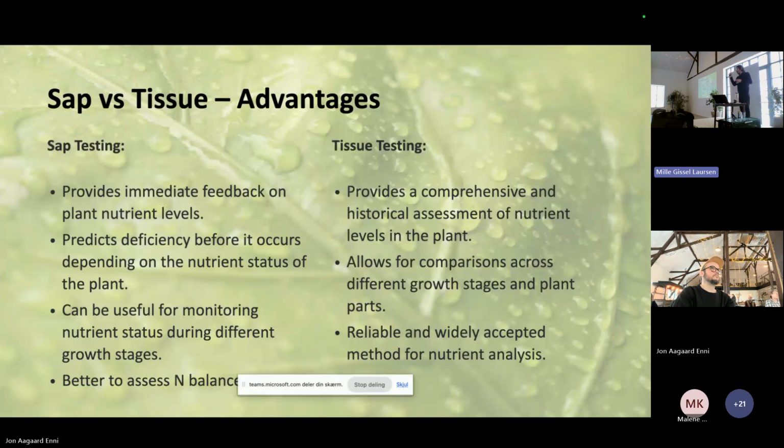The SAP analysis is just a quick snapshot. It's very dynamic and a lot more variable. The tissue analysis is a bit more consistent. But this data you get back, yes.